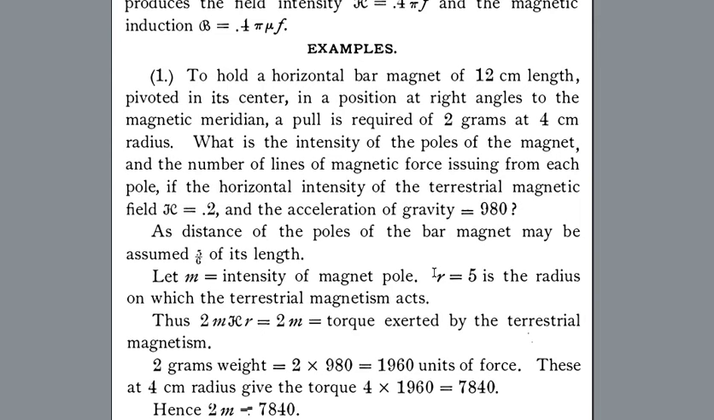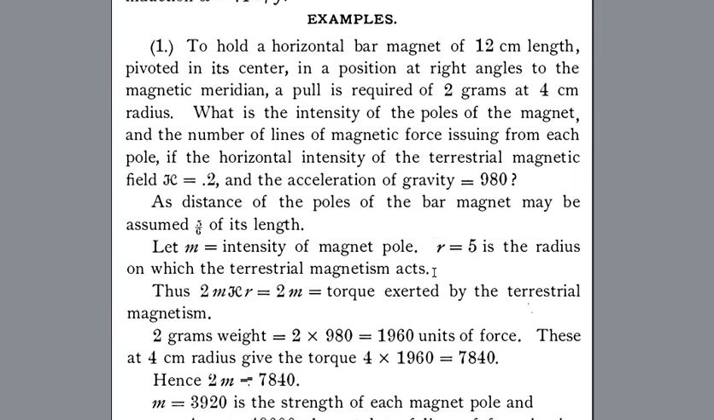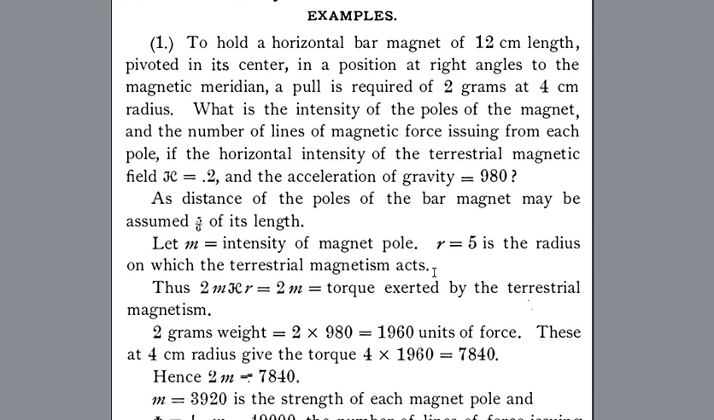Examples: 1. To hold a horizontal bar magnet of 12 centimeters length, pivoted at its center, in a position at right angles to the magnetic meridian, a pull of 2 grams at a radius of 4 centimeters is required. What is the intensity of the poles of the magnet and the number of lines of magnetic force issuing from each pole, given the horizontal intensity of the terrestrial magnetic field H equals 0.2, and the acceleration of gravity equals 980? Assume the distance of the poles of the bar magnet is 5/6 of its length.